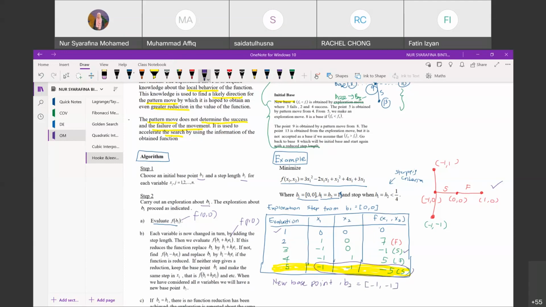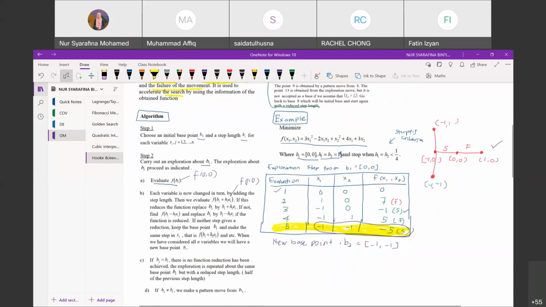If B2 equals B1, then we should make some adjustment in the step length, by reducing the step length. Now, if B2 does not equal B1, so now we have B1 as 0, 0 and B2 as minus 1, minus 1. So B2 does not equal B1, and we make a pattern move from B2. Here, this is your B1, this is your B2. We are done with the exploration move.